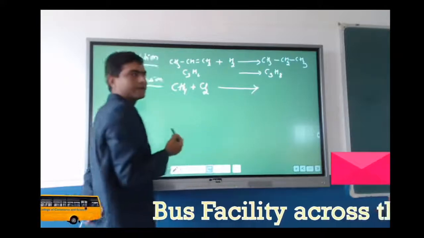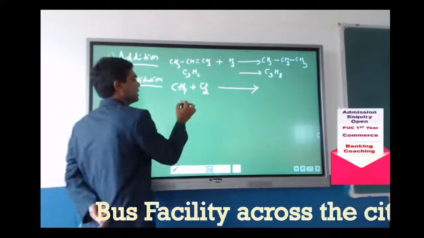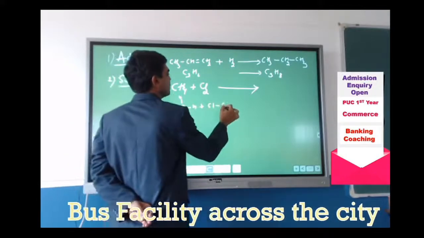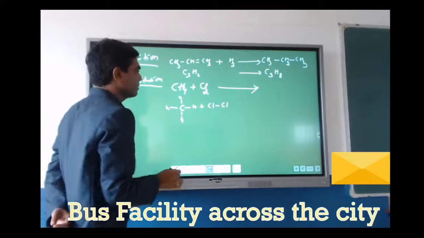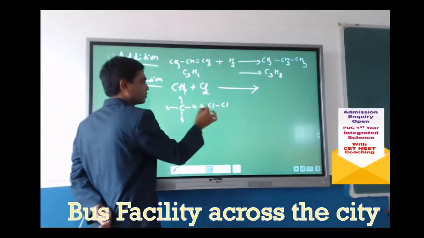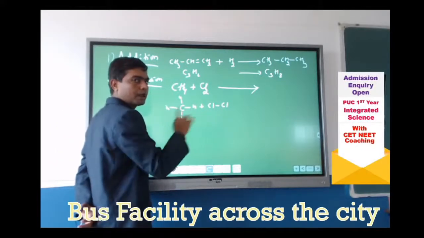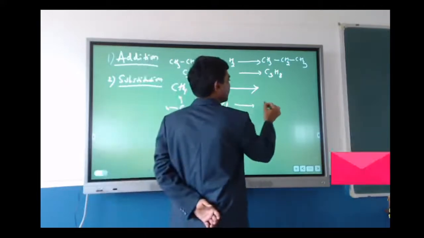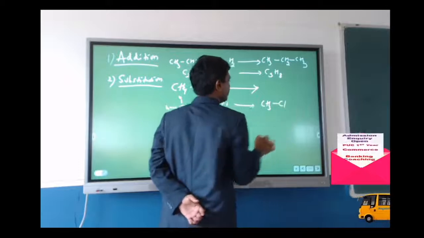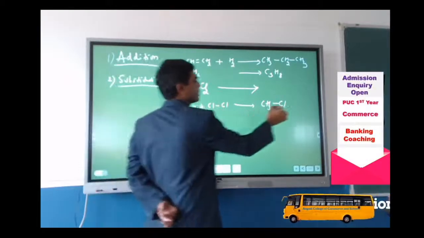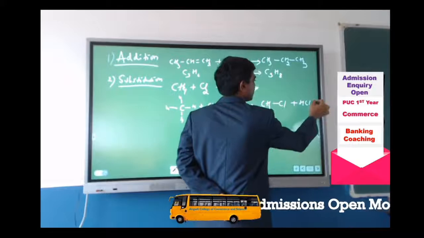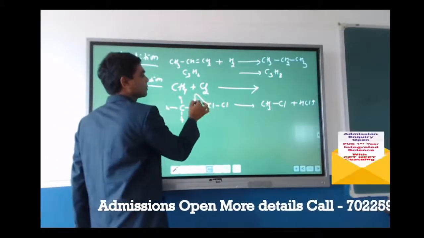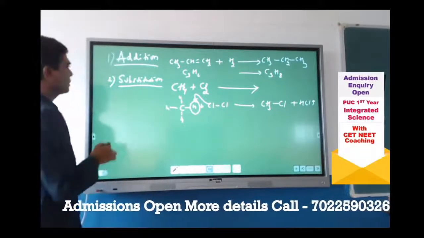What happens in this reaction? CH4 means C with 4 hydrogens surrounding it, plus Cl2. Now what will I do? I will remove one hydrogen and add one chlorine. That time the hydrogen is removed and Cl is added. I substituted. It becomes CH3Cl. And whatever the extra elements are, they will go outside as a gas. Therefore, I substituted this hydrogen by this chlorine. It is called a substitution reaction.